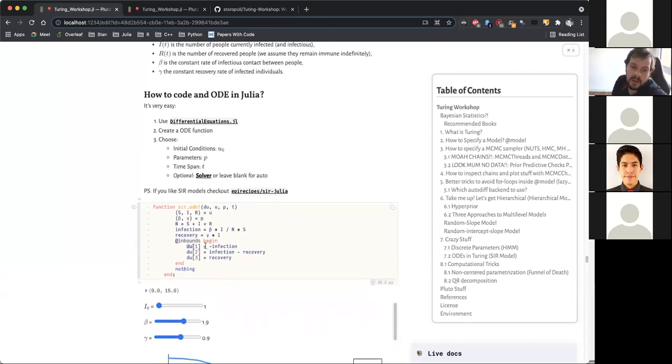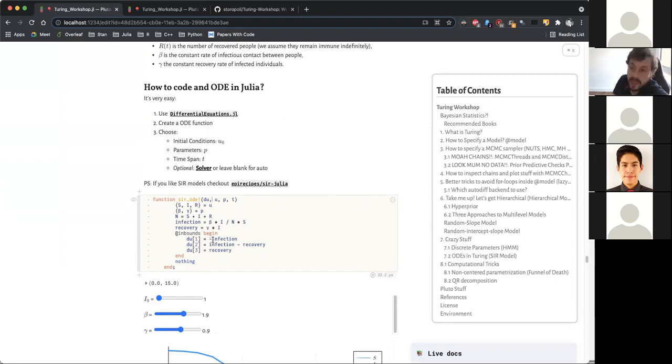And then our derivative, it will change this argument. So this du, that's why you code it with a bang, the notation in Julia that a function that ends with a bang has side effects. They will alter, they will change their inputs. It's not a pure function in functional programming jargon. So the first derivative, du1, is minus infection. The u2 is the infection minus recovery, and the u3 is recovery. Since it's a function that will have side effects, we return nothing, and then we end the function.